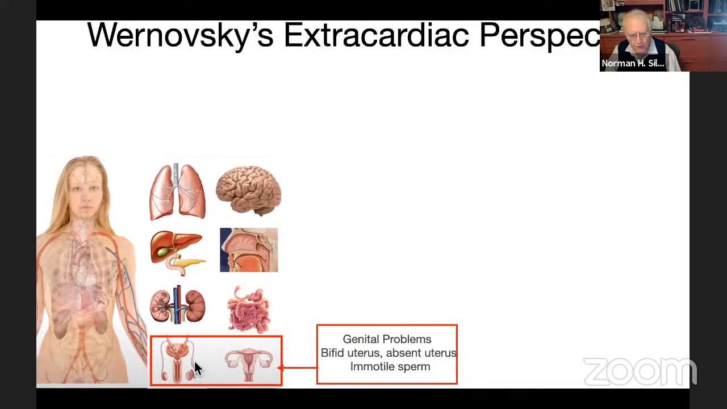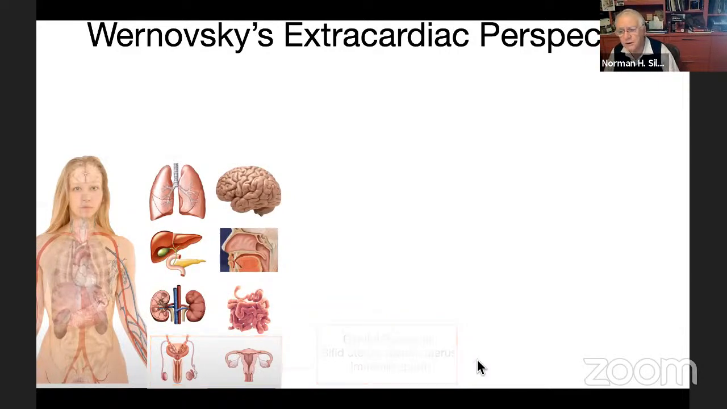So the sperm are immotile and do not fertilize, and the female often has a bilateral bicornate uterus, or even absent uterus can occur. So they present to the obstetrical gynecological community as problems with fertility and amenorrhea. They sometimes, with an absent uterus, have perfectly normally developed secondary sexual characteristics and have also amenorrhea. So that's the whole group.